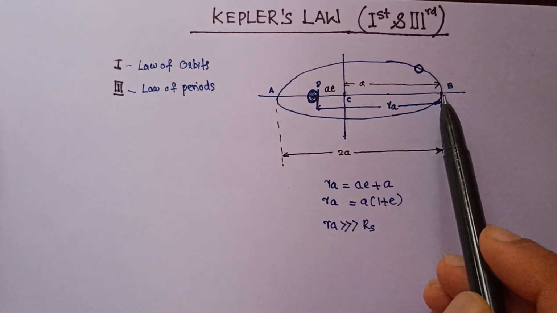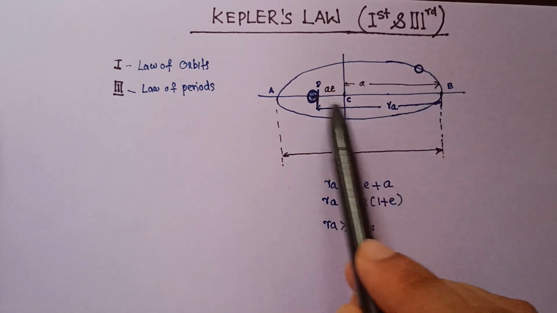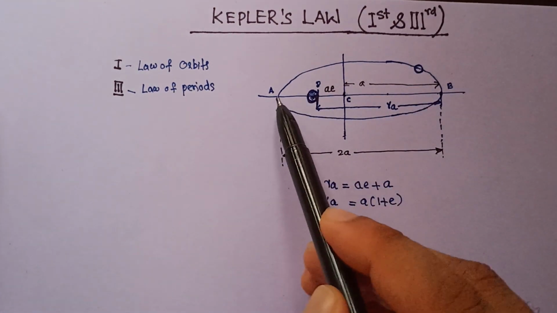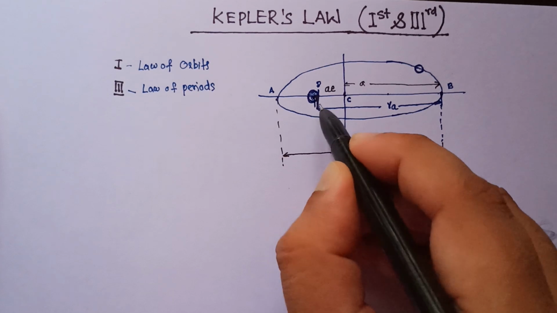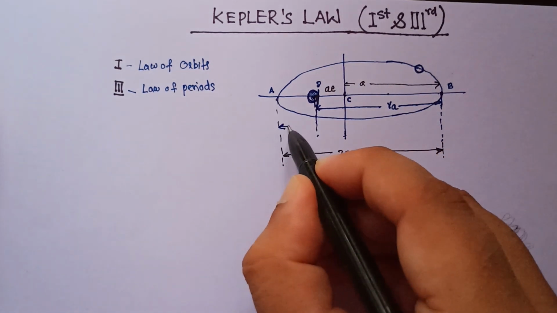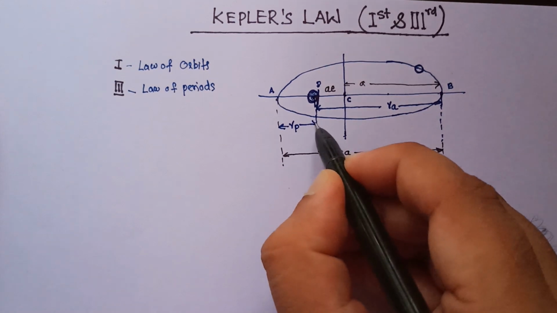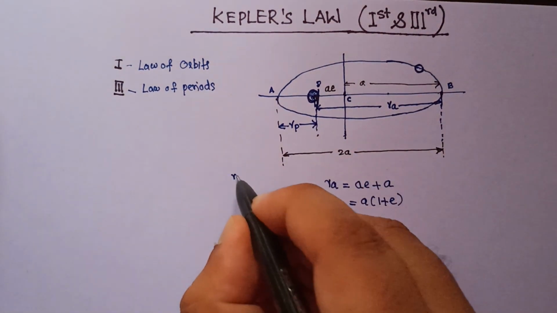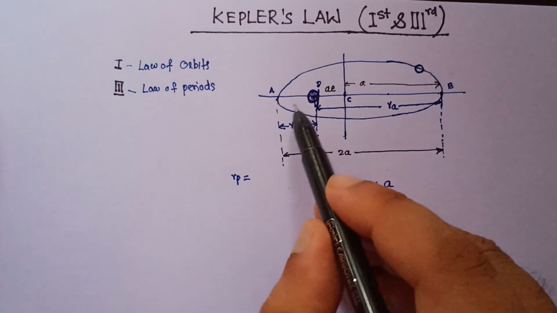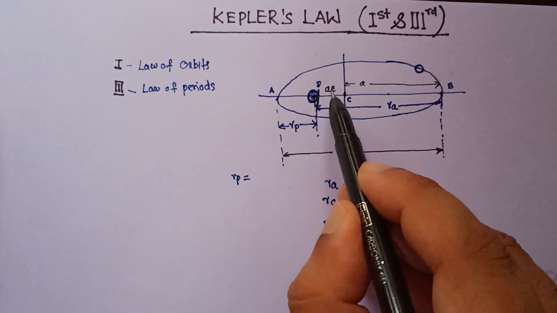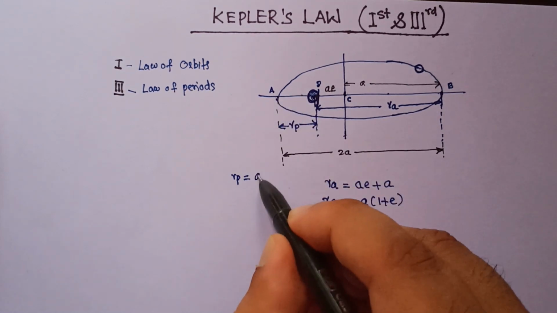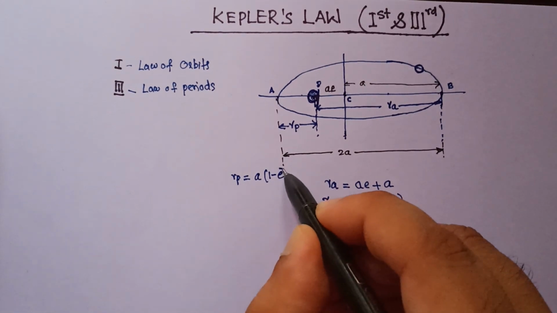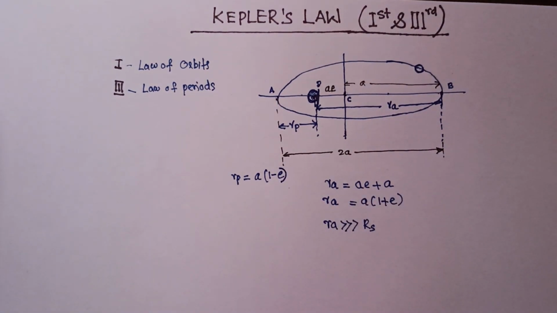When a planet comes to this position, this is the aphelion position. Similarly, when the planet comes to this position, we have another term called the perihelion distance, which is called RP. So RP is equal to the total, where A to C is A, so this is AE. This distance will be the total minus this one, A minus AE, so it comes to A into 1 minus E, which is a bit clear from the geometry. I hope this is clear for you.